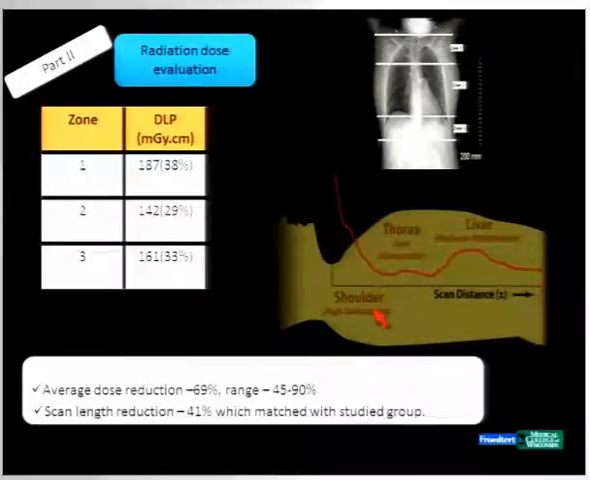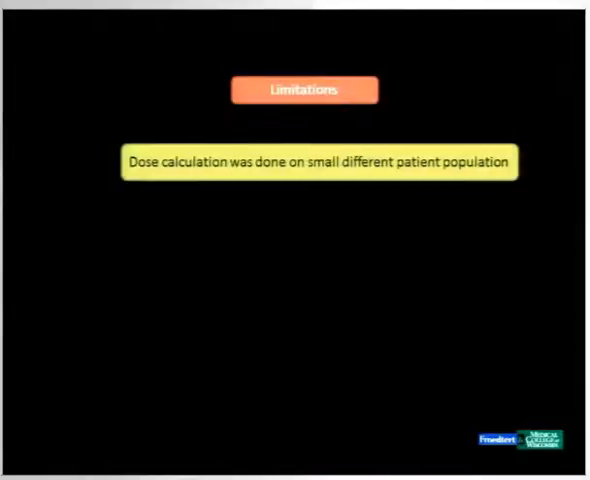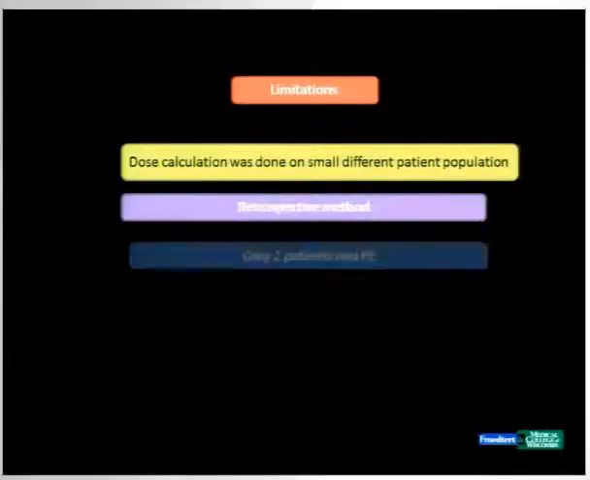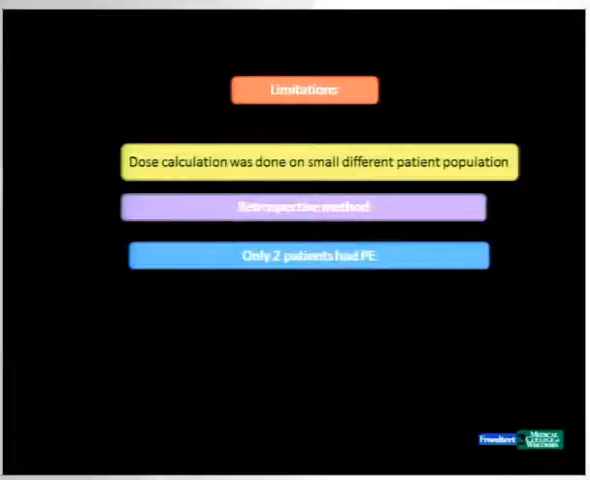So if you get rid of these regions, you end up with a very significant dose reduction. The limitations of our exam were that we calculated the dose on a different, small population. It was a retrospective method. Only 2 patients had PE, so one can question the power of the study. But mind you, this is data for 9 years of pregnant women who underwent CTPA exams.